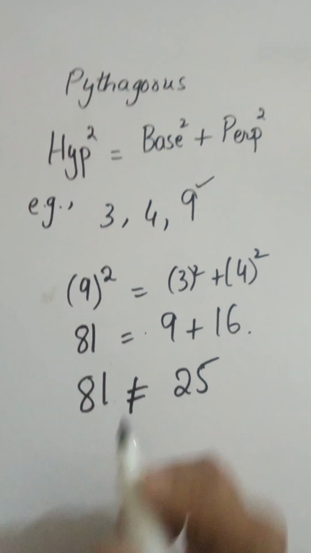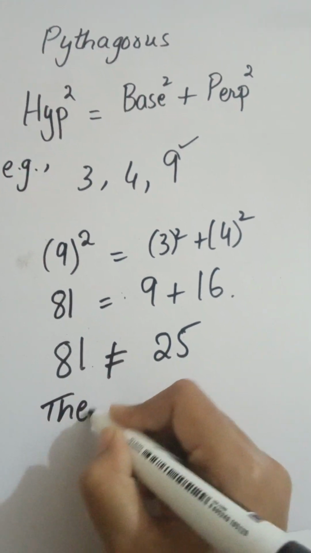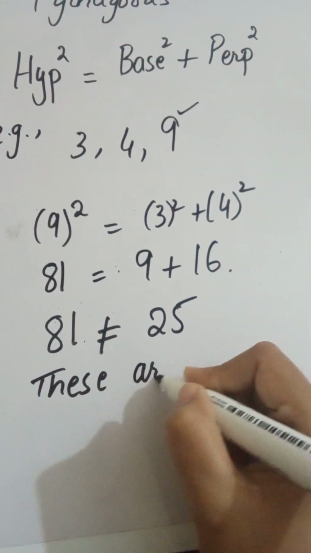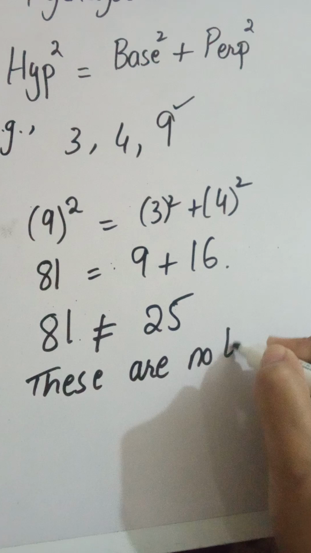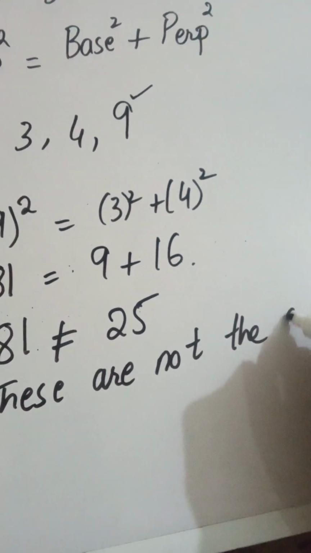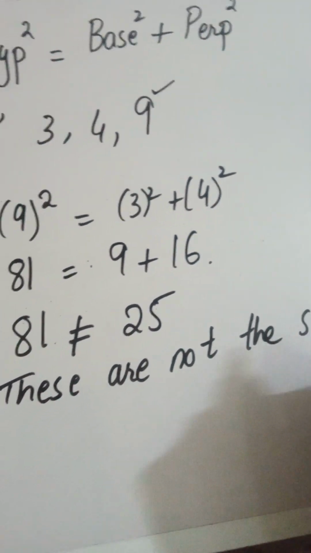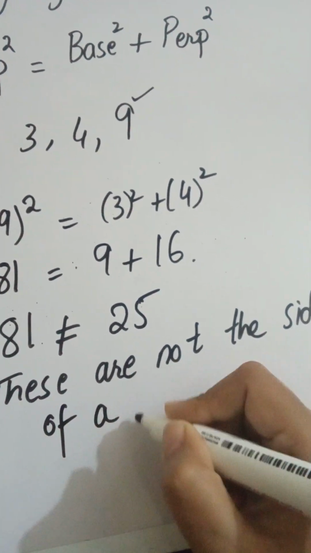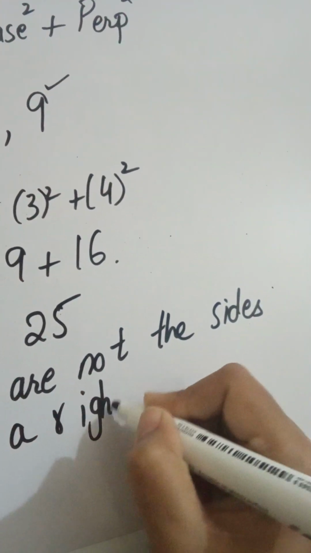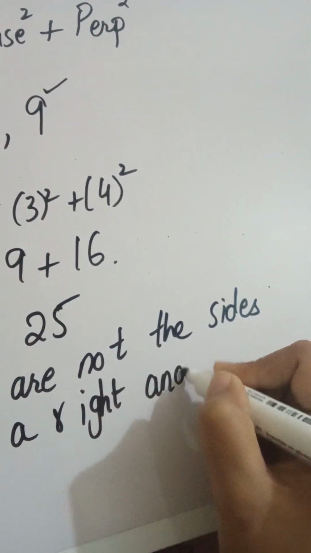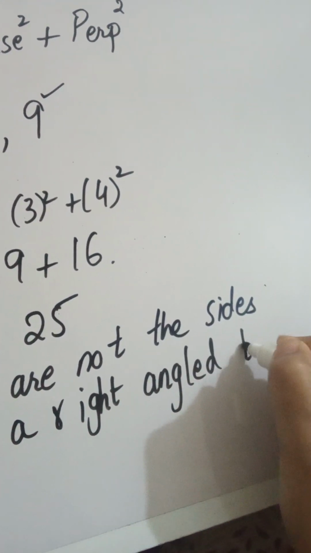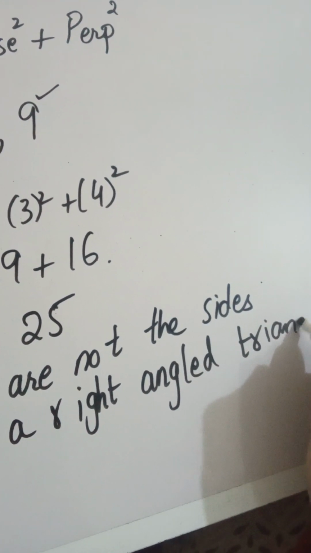So it means these are not the sides of a right angled triangle. So this is the role of the Pythagoras theorem.